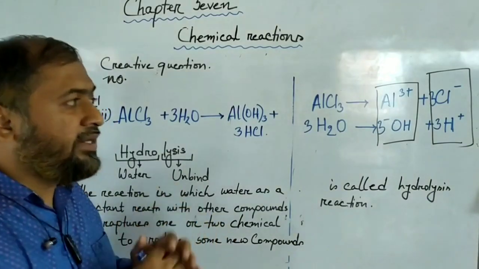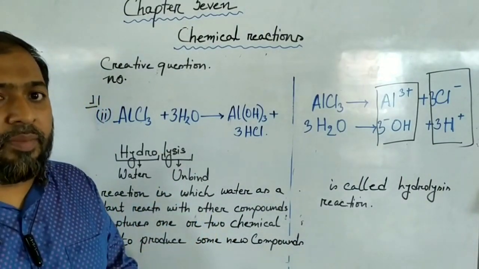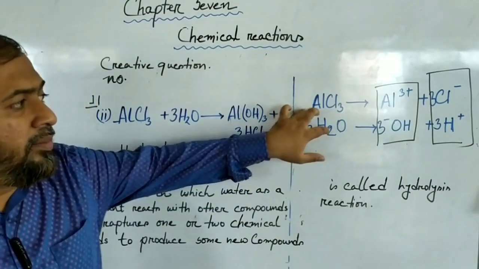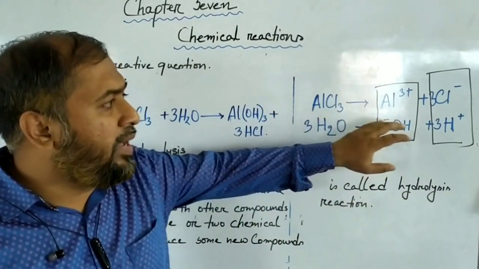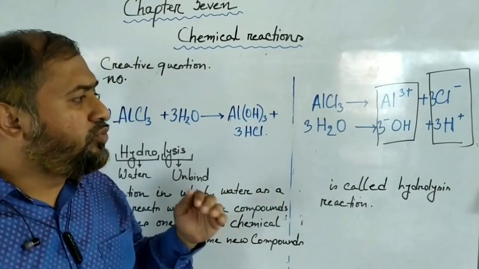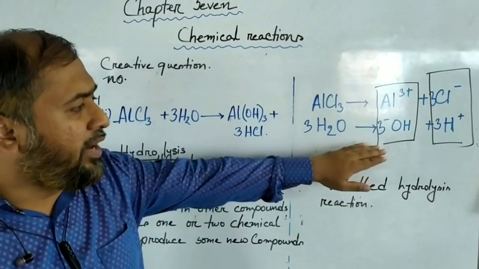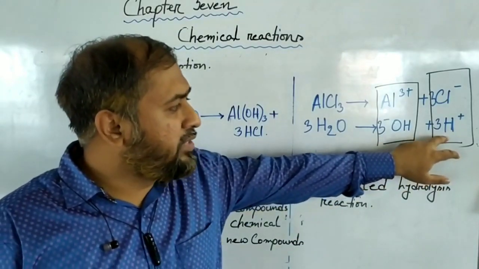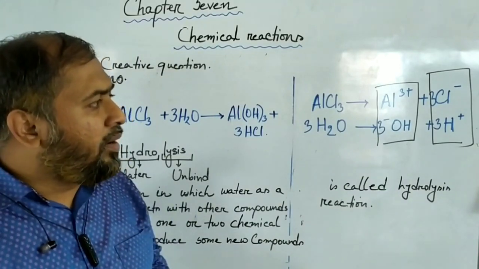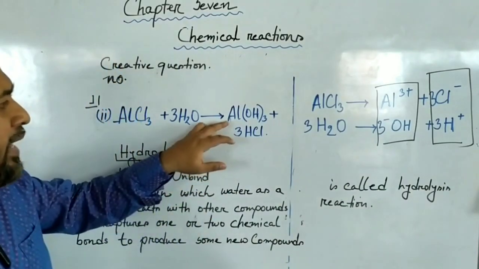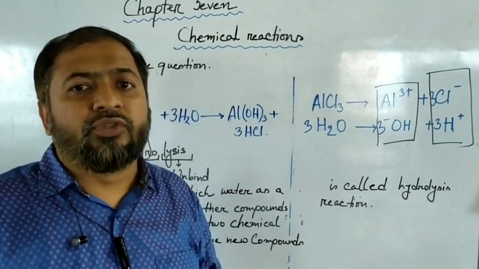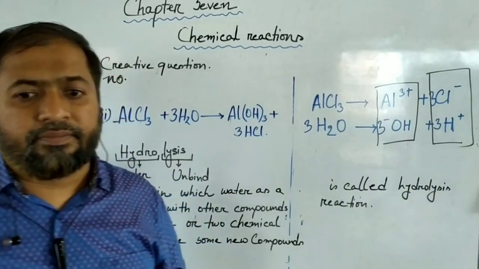If we segregate this reaction into two different parts, we can observe that aluminum chloride divides into two parts, aluminum and chloride ion. On the other hand, the water molecule divides into two parts. One is hydroxyl ion, another is hydrogen ion, and this unbound water reacts with aluminum chloride and produces aluminum hydroxide and hydrochloric acid, and that's why this reaction is known as a hydrolysis reaction.